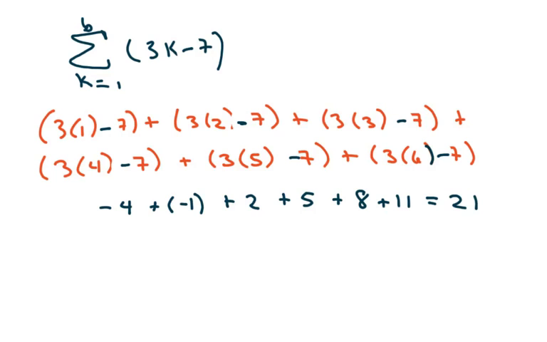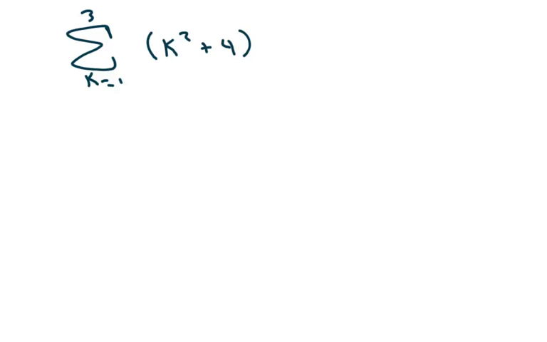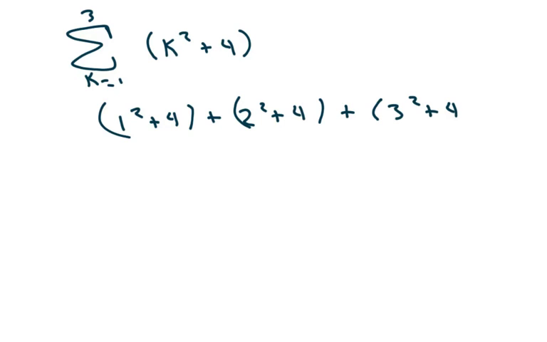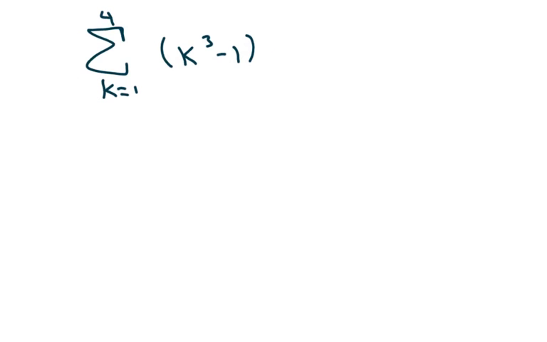Okay, the next one we have is this one. This is going to be 3 terms. 3 minus 1 is 2, add 1. So we're going to get 1 squared plus 4, plus 2 squared plus 4, plus 3 squared plus 4. And that's going to equal 5 plus 8 plus 13, which equals 26.